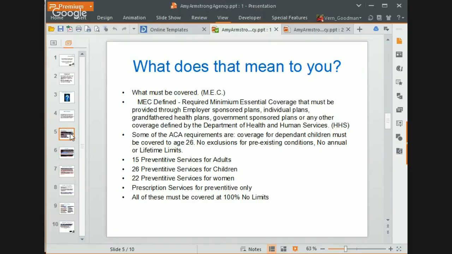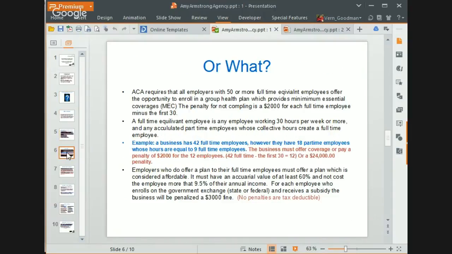Some of these MECs that the ACA has required are, first of all, coverage for dependent children must be covered to age 26. No exclusions for pre-existing conditions. No annual or lifetime limits. 15 preventive services for adults. 26 preventive services for children. 22 preventive services for women. Prescription services for preventive only. And all of these must be covered at 100% with no limits.